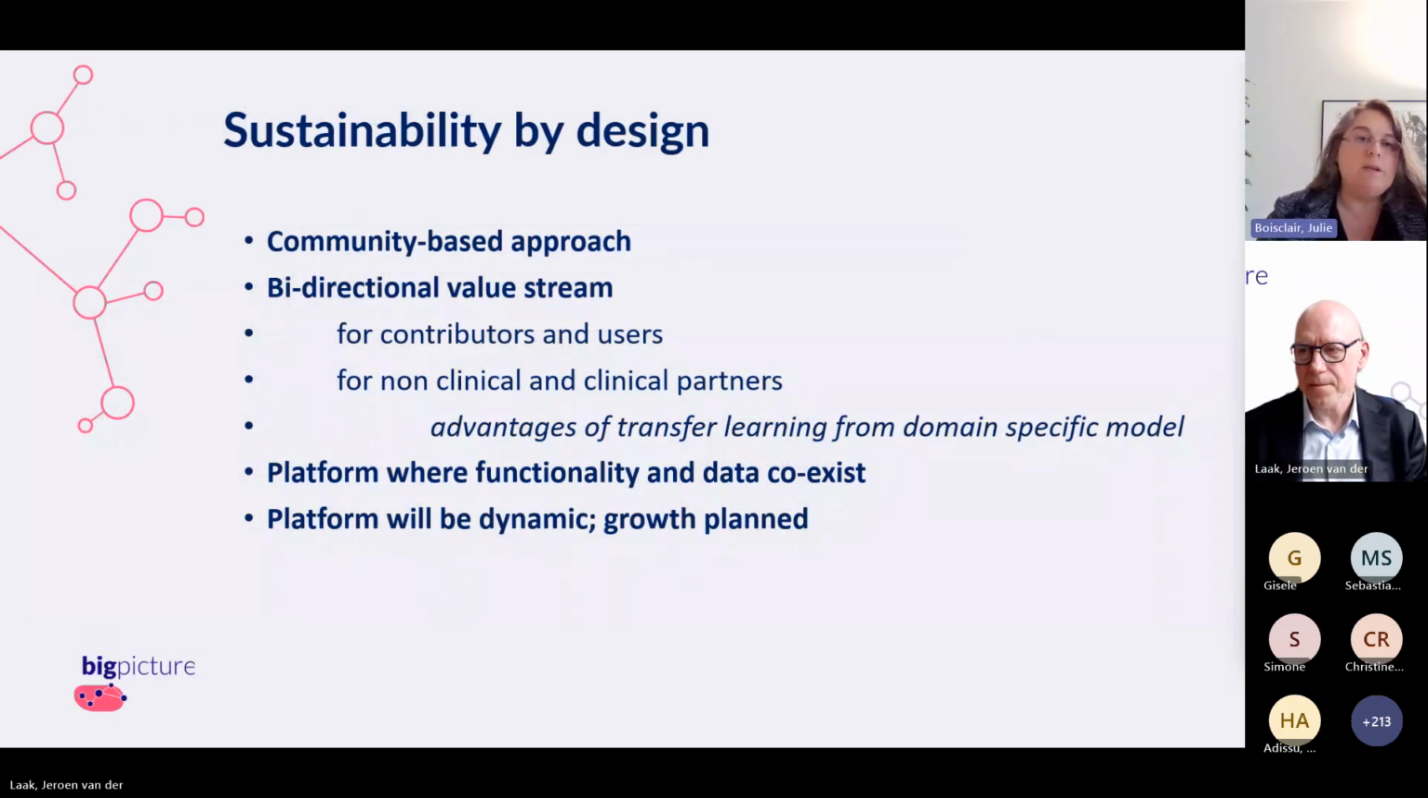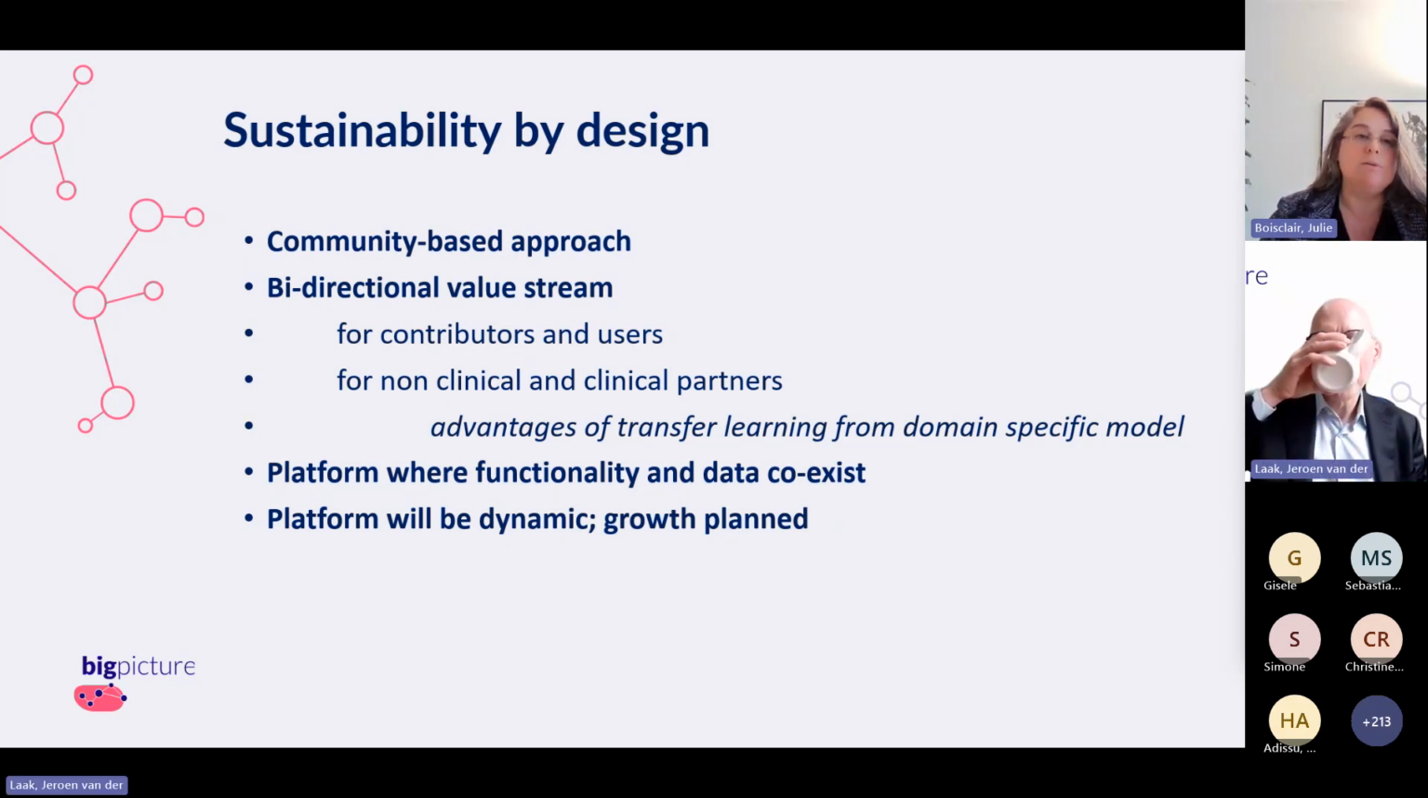And now for the sustainability, as I said at the beginning, the sustainability was really built from the get-go when we started the project. And it's a community-based approach. So often the people that are currently in Bigpicture and also their profile, they will also be part of the community. And it's a bi-directional value stream. So the contributor and the user, but also non-clinical and clinical partners. So we want to take all the advantage of really the transfer learning also from different domains that are doing some specific model.